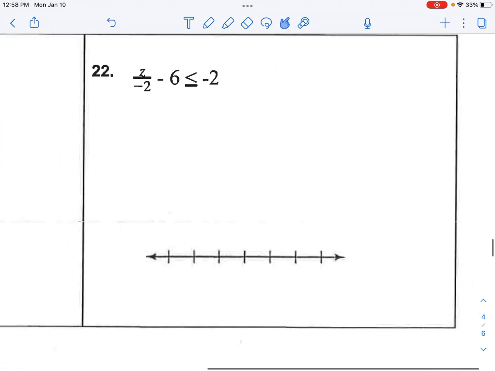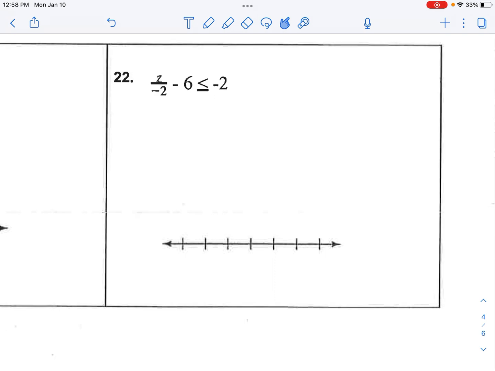Number 22, what number divided by negative 2 minus 6 is less than or equal to negative 2? All right, my variable's on the left, so I don't have to flip that. So the first step is plus 6 on the left and plus 6 on the right. My 6's are going to cancel. What number divided by negative 2 is less than or equal to 4?